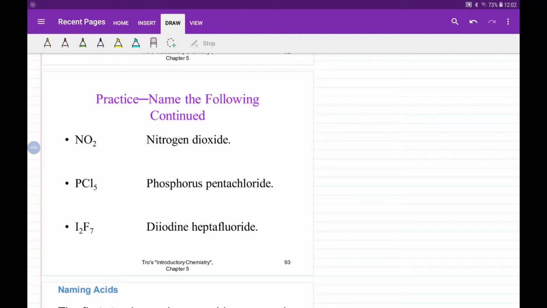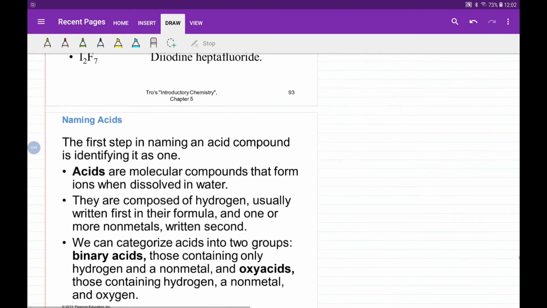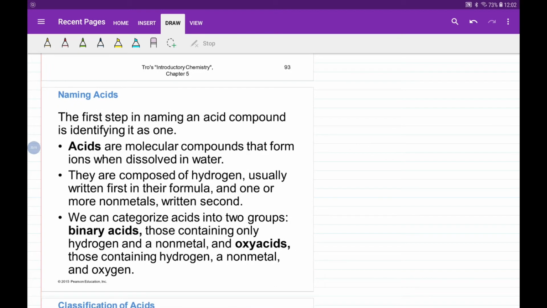That's naming molecular compounds that are not acids. In other words, they do not start with a hydrogen. Acids, on the other hand, are molecular compounds, and we're going to learn about acids when we get to chapter 14. They're molecular compounds that form ions when they dissolve in water. They start with a hydrogen. That hydrogen is what causes the ionization in water.